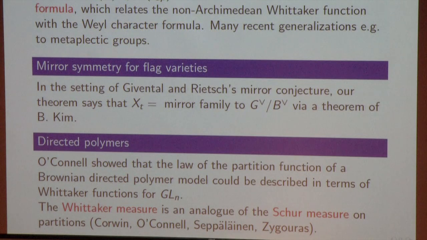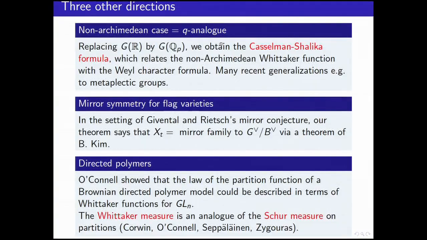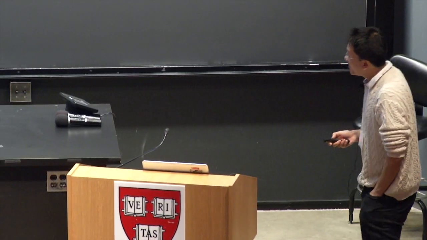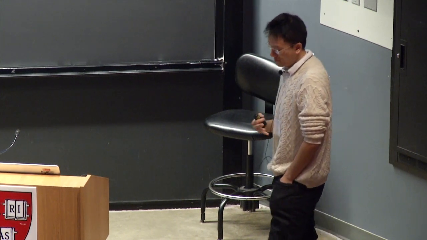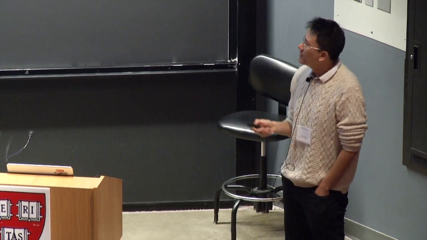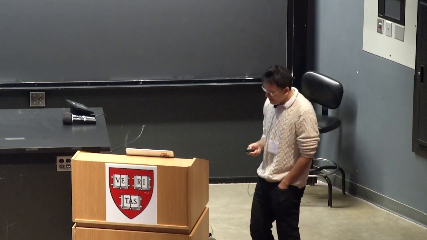There's a huge amount of work on these Whittaker functions. One way to think about the analogy, at least for me, is that on partitions, in the classical case, you have something called the Plancherel measure, which you can think of as taking the uniform measure on permutations and pushing it forward under something called the RSK map. Alternatively, you can define it using representation theory. And then you can generalize the Plancherel measure to the Schur measure by saying that you place a probability on partitions so that the probability of a partition is proportional to the product of two Schur functions labeled by that partition.